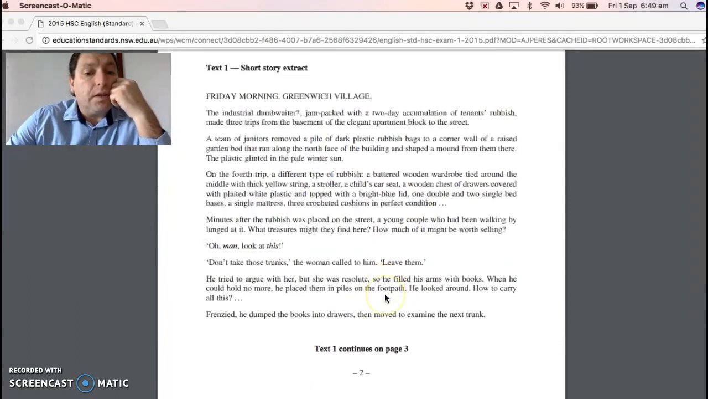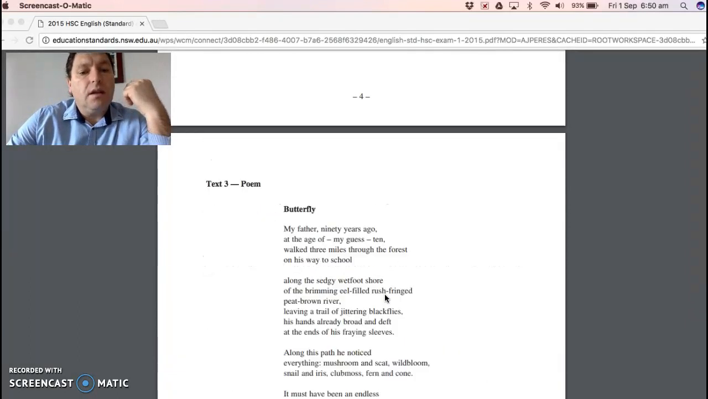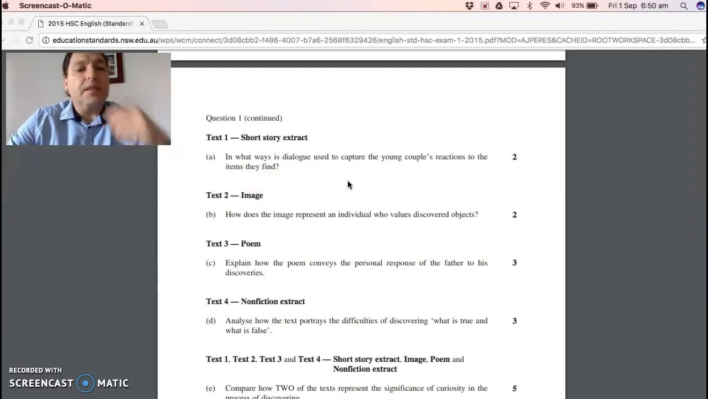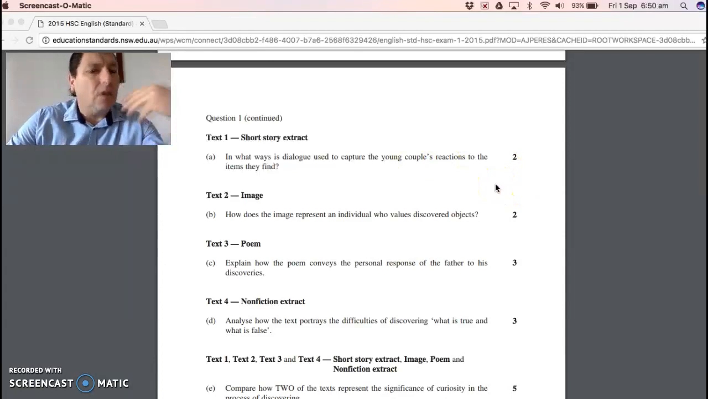In a short story, the question we're asked is: in what ways is dialogue used to capture the young couple's reaction to the items they find? If you break that question down, it's only worth 2, but you've got to get that first question nailed so you're confident. You don't want to spend too much time on it, which is also the other issue. So you say, very quickly, what am I asked to do? Dialogue. I'm looking for dialogue, I can do that. I'll go back to the story and look for dialogue. Young couple.